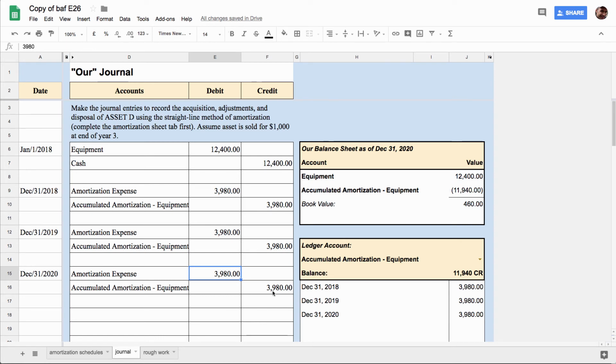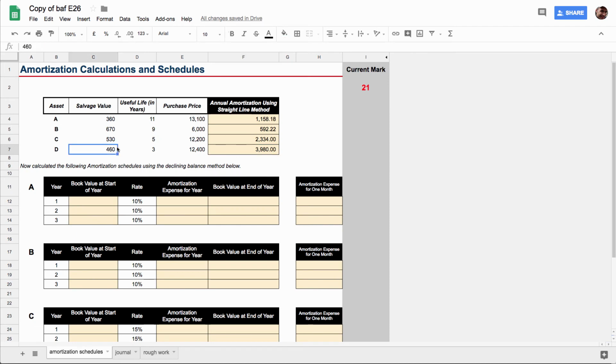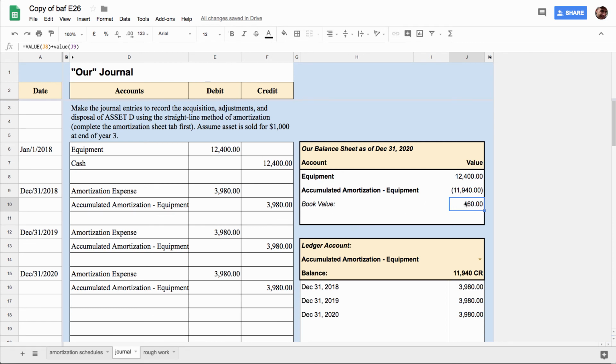So there's the third year of amortization. So on December 31st, just before we dispose of the asset, equipment is still shown at $12,400, but our accumulated amortization is now fully the amount that we wanted to amortize. Notice this book value is only $460. That $460 was also, if you go back, the scrap value, the value that we don't want to wear out. So we've exhausted this, and we're going to sell it now for $1,000. So the actual disposal looks like this. We would have cash of $1,000 because that's what we're going to get.